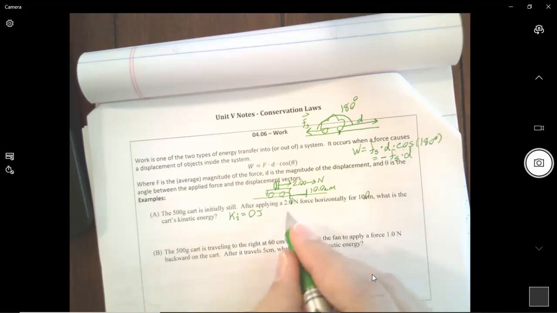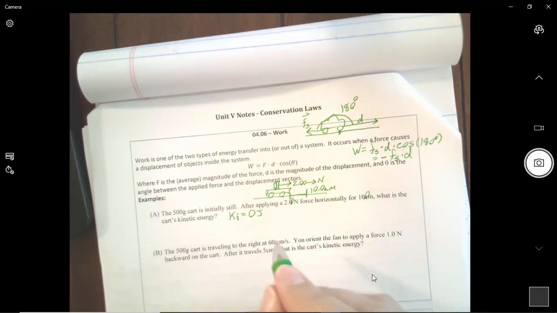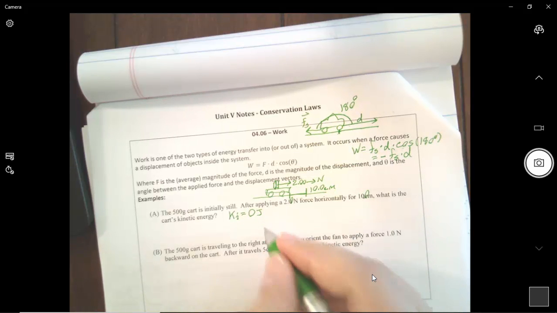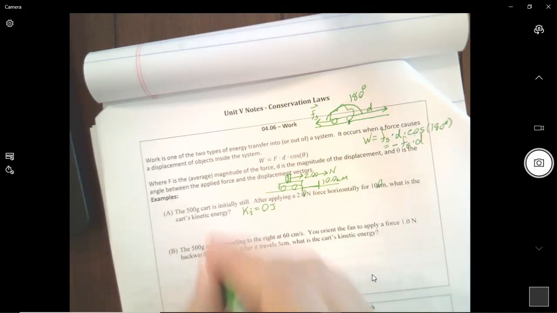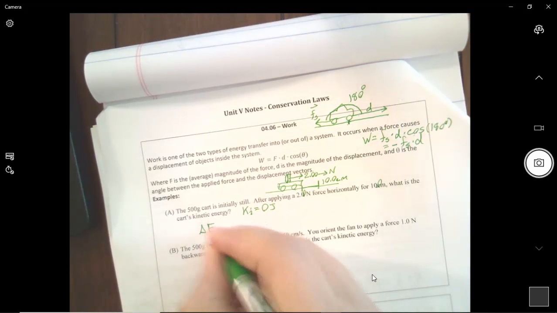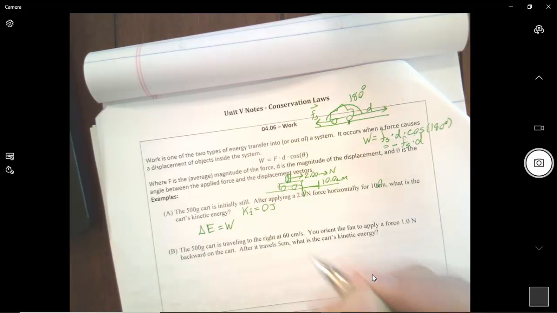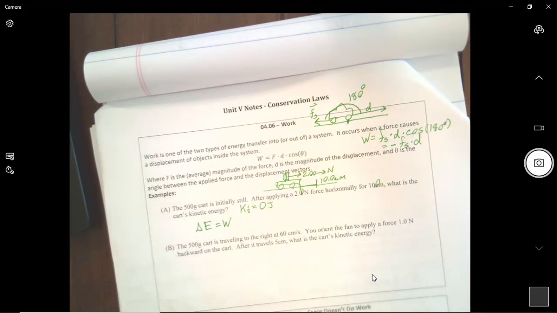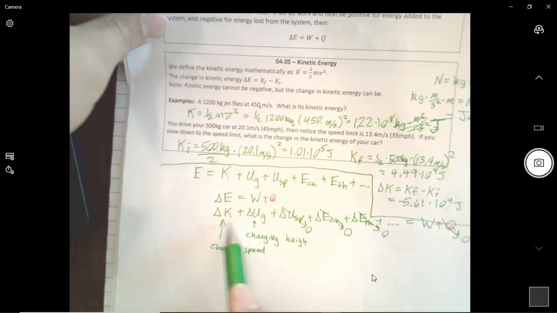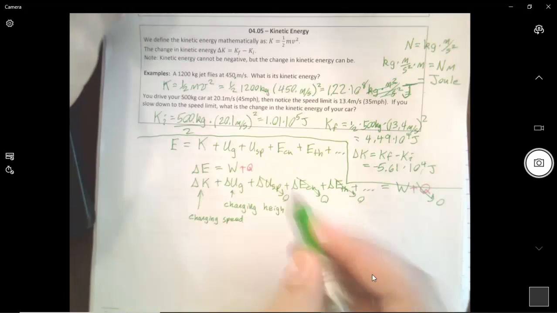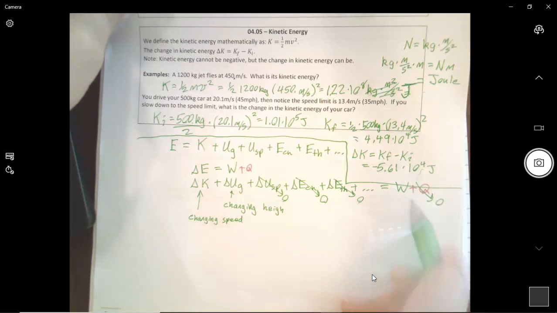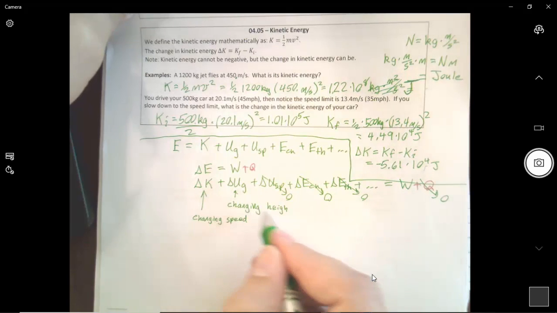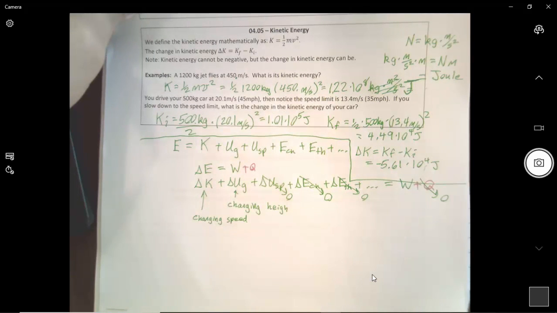Okay. So I say the cart is initially still, so it's very easy to calculate the initial kinetic energy. It's 0 joules. And I want to find the cart's final kinetic energy. Okay. So the equation that I'm going to use is delta E is equal to work. And then for the delta E, I'm going to think about all the possible energies that could happen, right? Well, we've already talked about how these are probably not applying. So is the cart changing height if it's just rolling across the table? No.